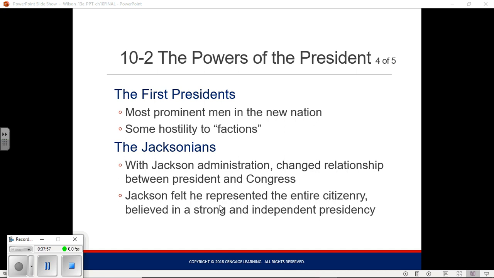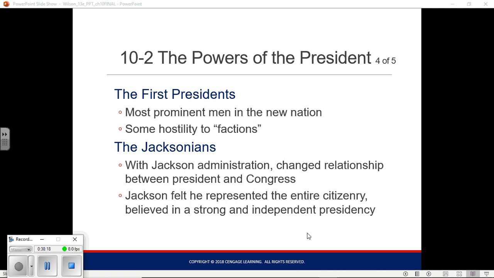Voting rights expanded. Voting qualifications dropped dramatically. And so Andrew Jackson truly felt like he had a mandate from the people. Over 1 million people had voted when he ran. He got more votes for president in 1828 than people voted in 1824. So he really took to heart the idea of, I represent the American people.